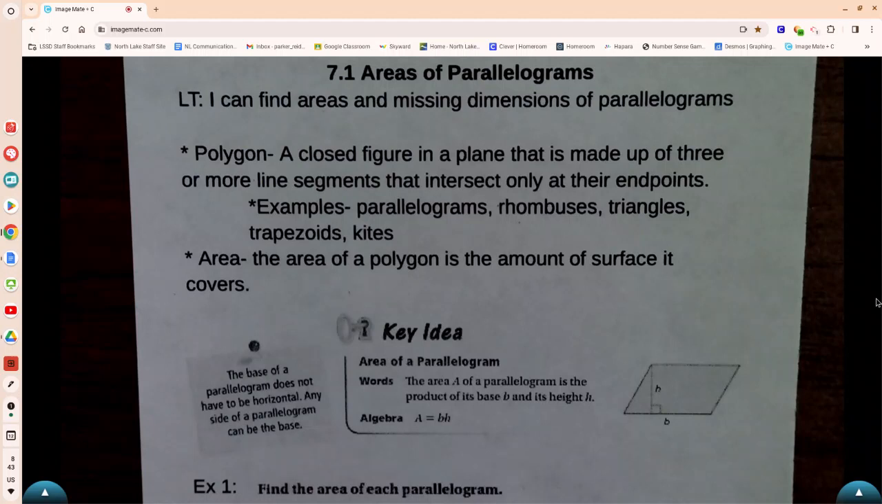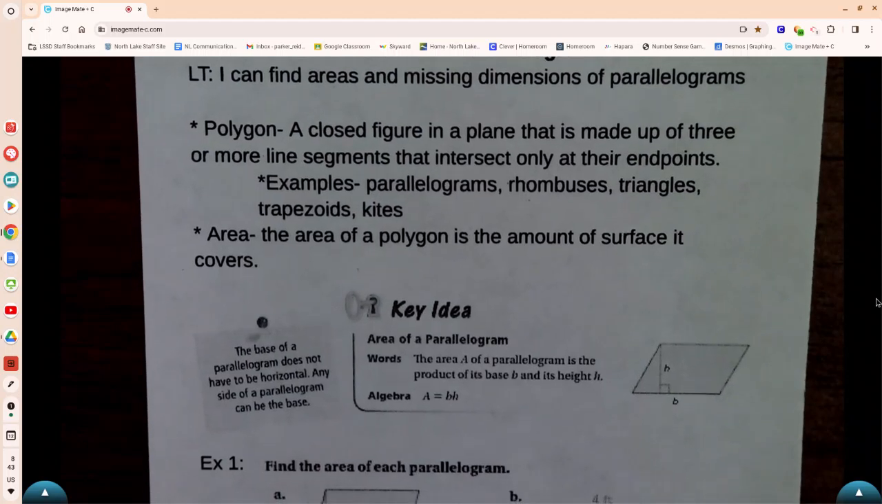So a few definitions. A polygon is a closed figure in a plane that is made up of 3 or more line segments that intersect only at their endpoints. So really a polygon is any 2D shape that is drawn with straight lines. So things like a triangle or a square or a rectangle or a kite or a rhombus. Anything where we just have 3 or more lines that connect to each other to make a fully enclosed shape.